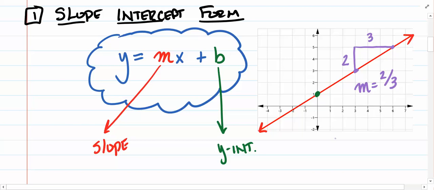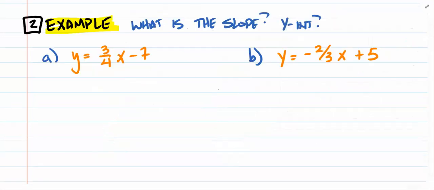So the equation of this line written in slope-intercept form would be the combination of the slope and the y-intercept together. So the equation of this line would read y is equal to 2/3 x plus 1, since 2/3 represents the slope and 1 represents the y-intercept. Notice that we do not include the x-intercept at all for slope-intercept form. It's only the y-intercept.